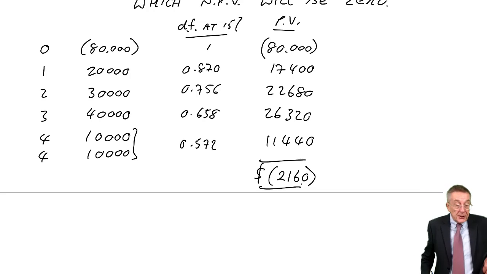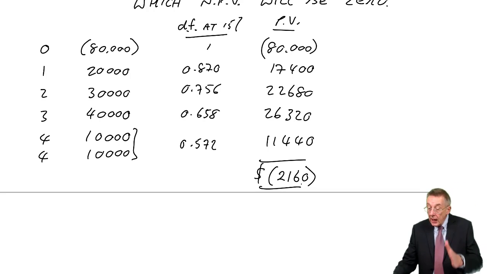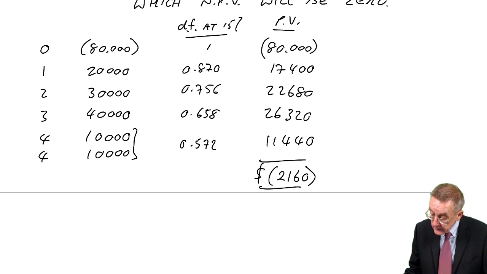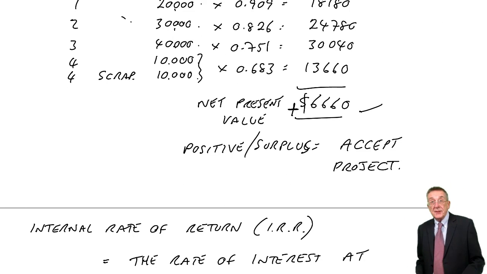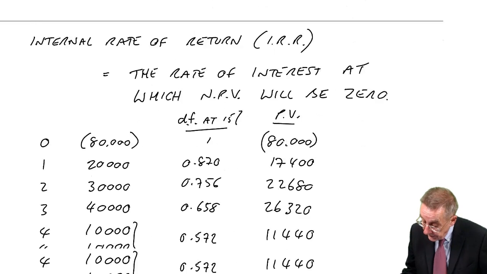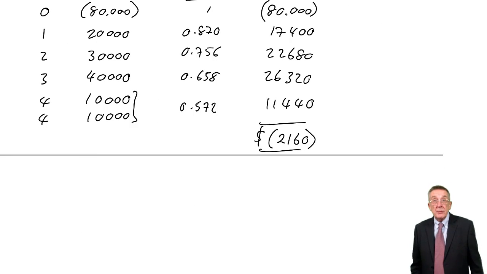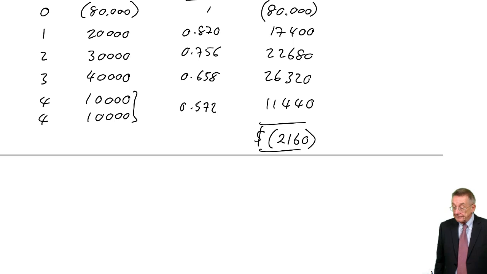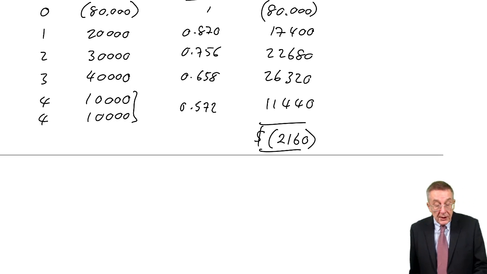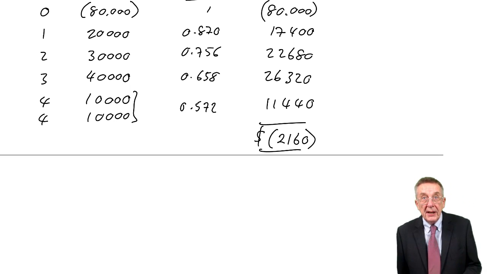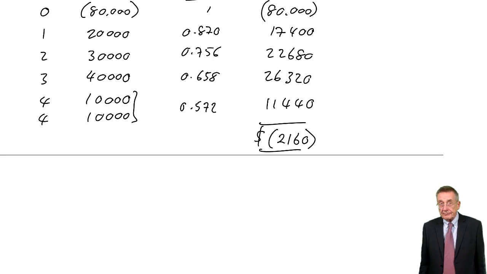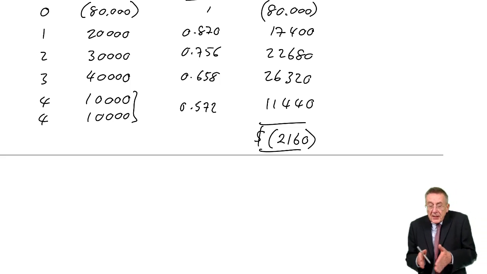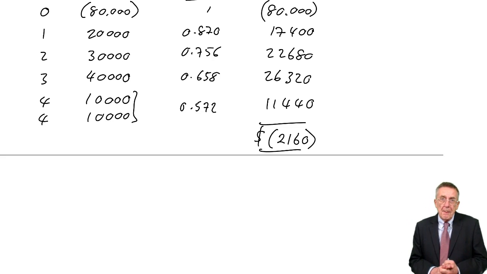Now, it's lower, as you'd expect: higher rates of interest, lower net present value. So at 10% interest, we got plus 6,660. Interest at 15% made it a lot worse. It was minus 2,160. But what I want to know, this internal rate of return, is at what rate of interest would it be 0? And I think it should be clear to you that it's going to be somewhere between 10 and 15.